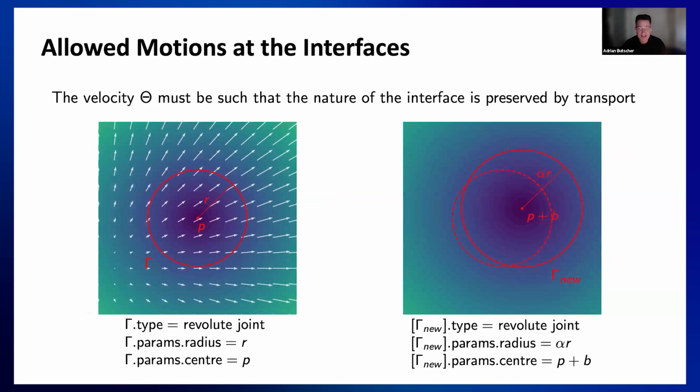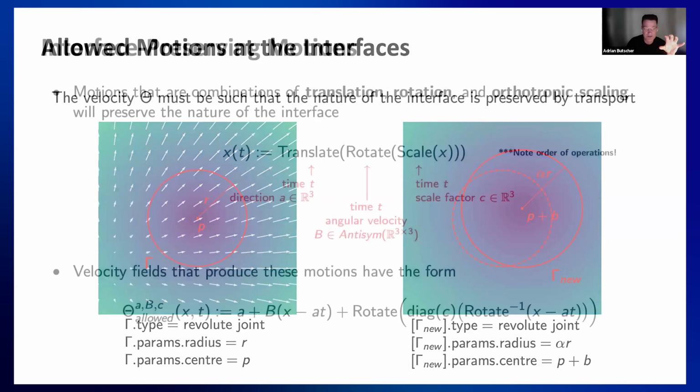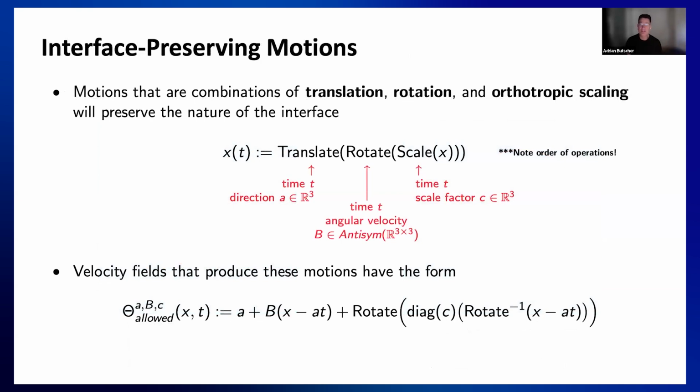What we would like is that the velocity theta is such that the nature of the interfaces is preserved under transport. In other words, if we start with a revolute joint with some radius and center parameters, then what we obtain after the movement is a new revolute joint with perhaps different radius and center, but still having a radius and center. So one way to achieve this, quite simply, is to only allow rigid motions and scalings in the interface regions. So we're going to insist that our integrated motions be combinations of translations, rotations, and scalings.